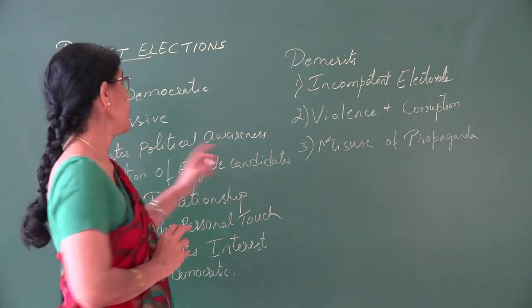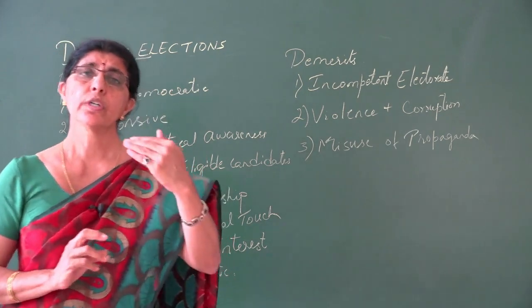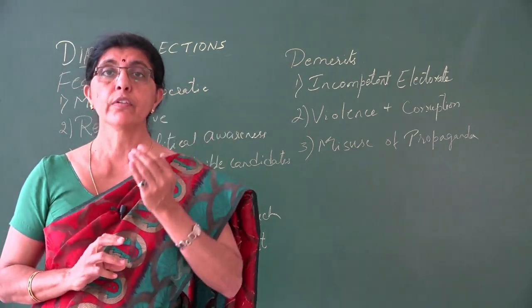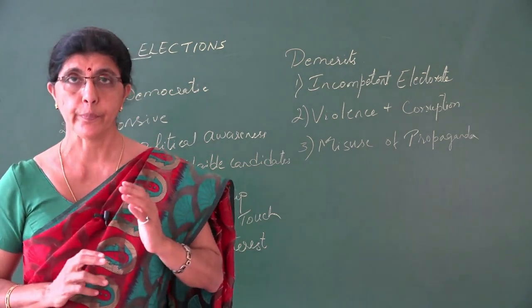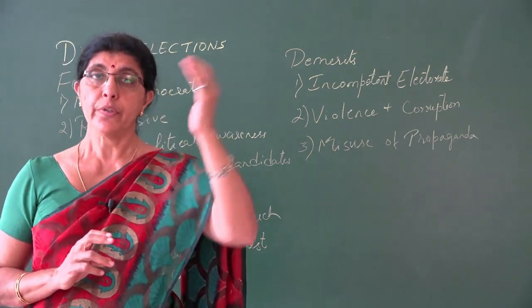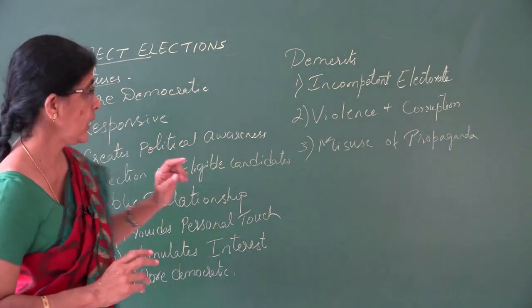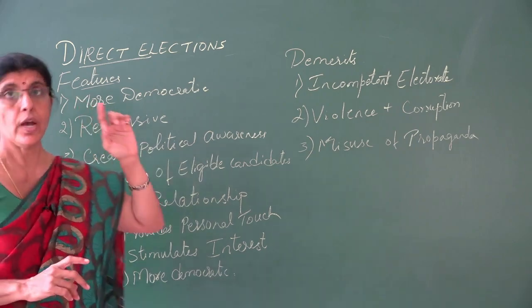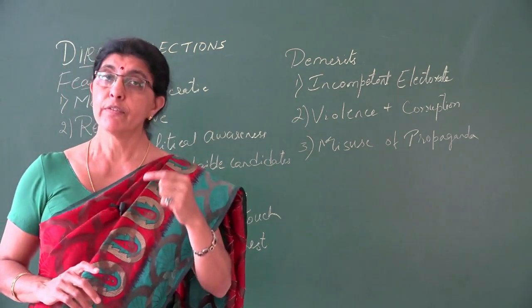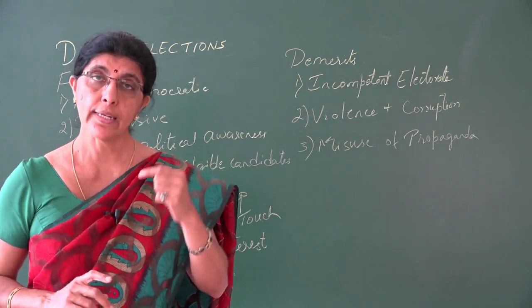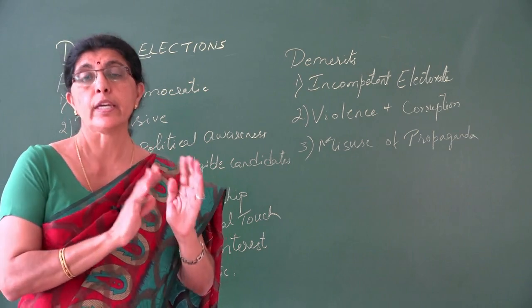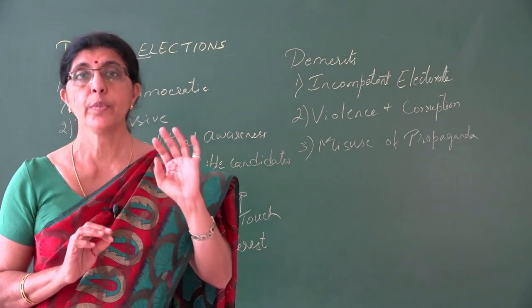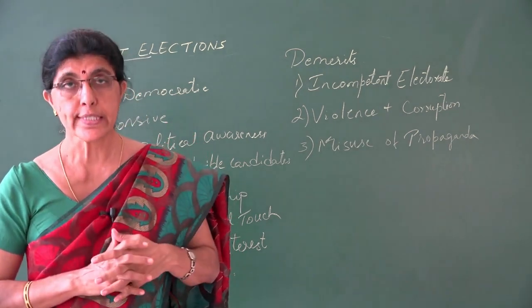It is more responsive. Once the voter chooses his representative, the representative is responsible to the voter. The responsibility of the representative lies as long as he is in power. That means when the representatives are in power, if they have fulfilled the wishes and aspirations of the people, then he can be sure of winning the next elections. Otherwise, the voter will not choose that particular political party for the next elections.